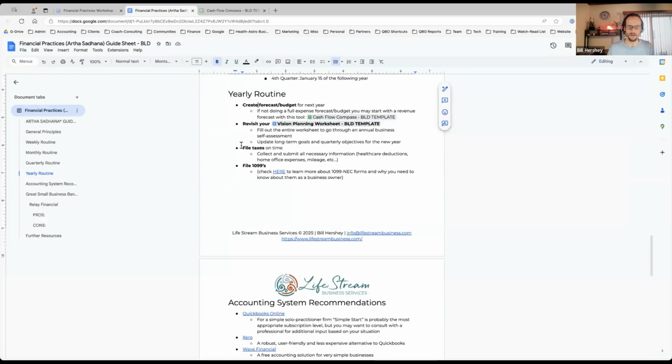Okay, annually, of course, we want to file our taxes on time. So being able to collect all your necessary information that your tax professional is going to want from you: your healthcare deductions, home office expenses, mileage, etc.